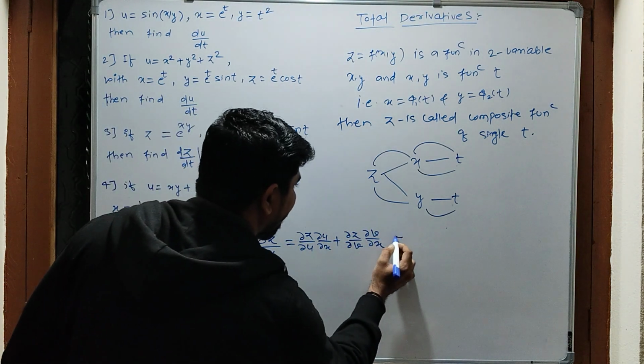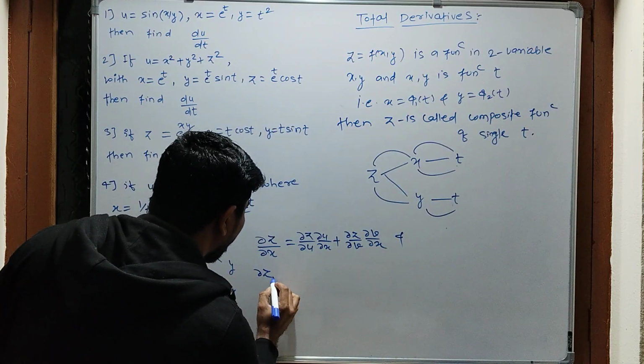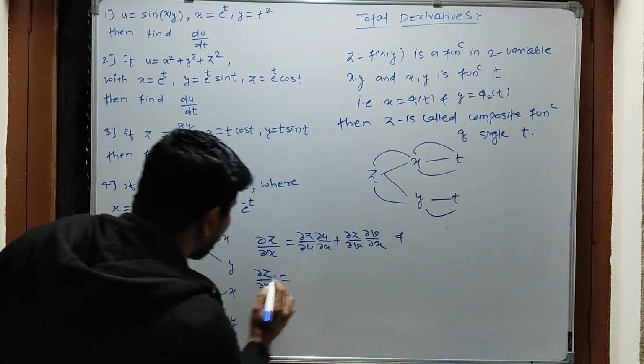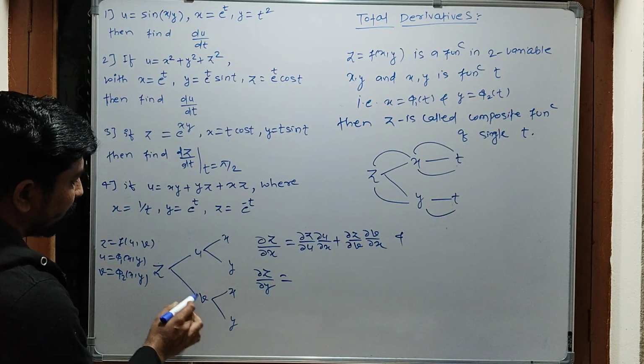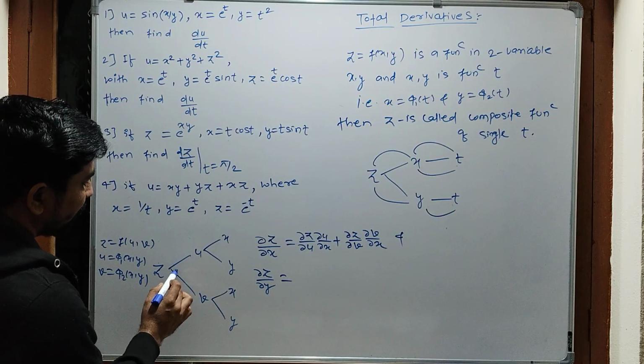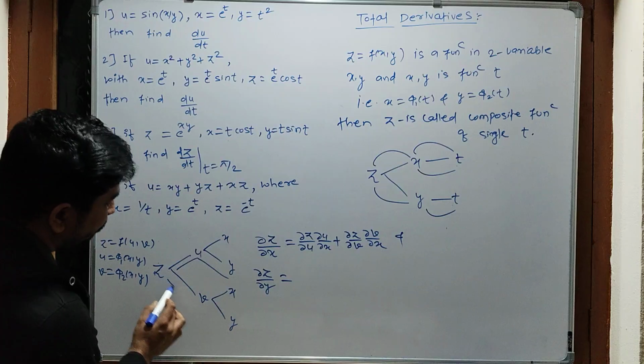And here del z by del y through u comma v. So here from here to here and here to here, from here to here and here to here. So here and directly here.